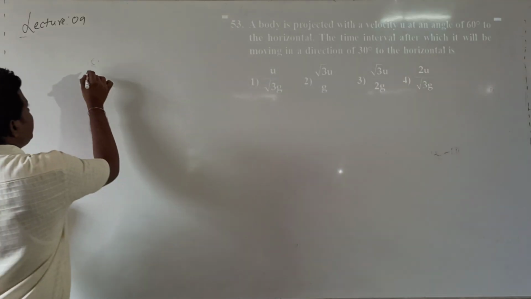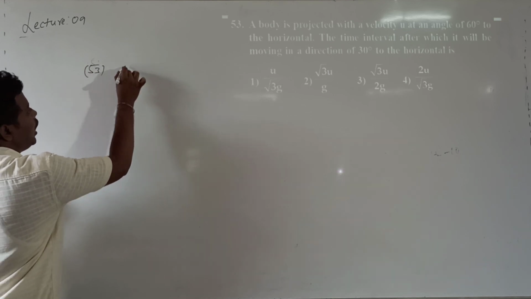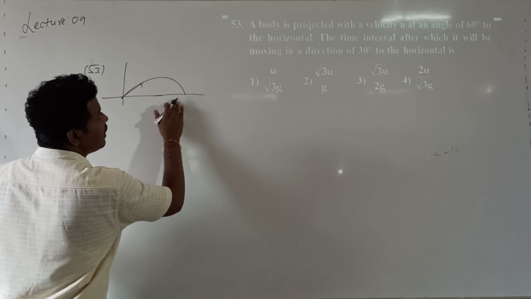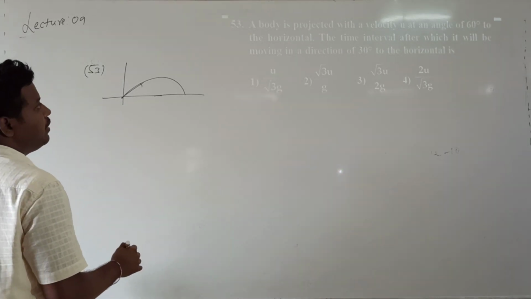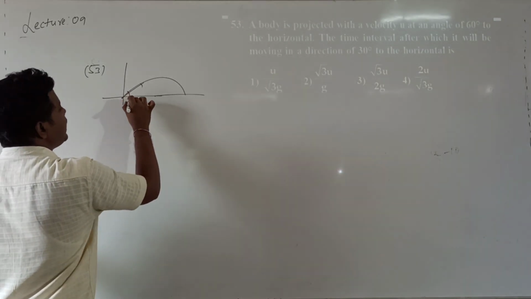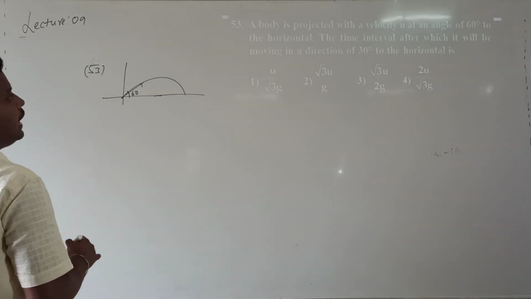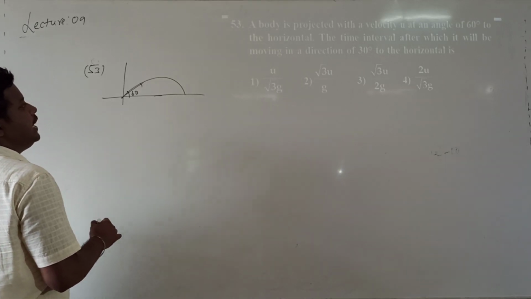So question number 53. A body is projected with a velocity u, making an angle of 60 degrees with the horizon. After what time will it be moving in a direction 30 degrees to the horizon?